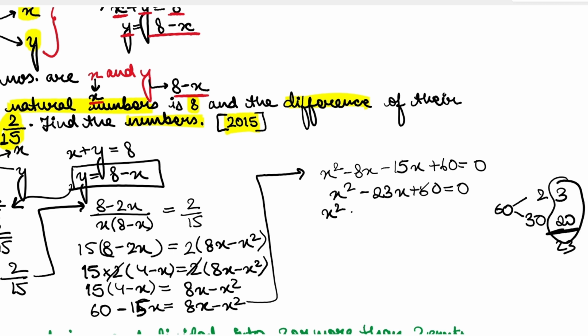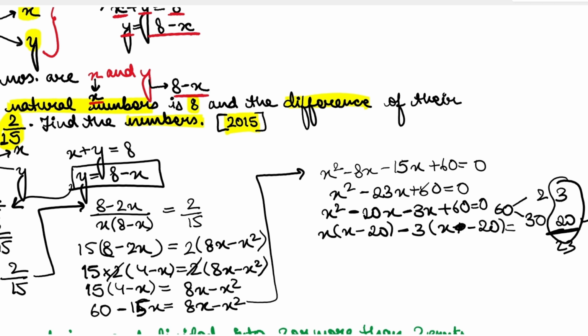So you can write it as x square minus, the bigger of these two is 20, so we'll place it here, and then plus 3x plus 60 is equal to 0. We'll take x as common. Just a minute, there's one error here, you can write it as minus, and then minus 20 is equal to 0. Now we club them: x minus 3 and x minus 20 is equal to 0. So x becomes 3 and 20. These are our values of x.